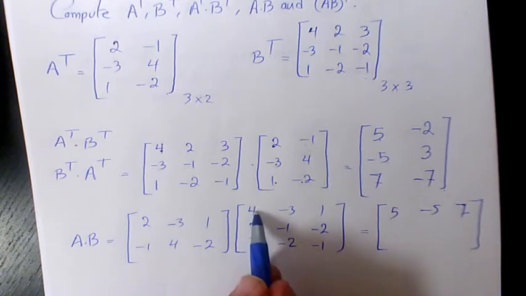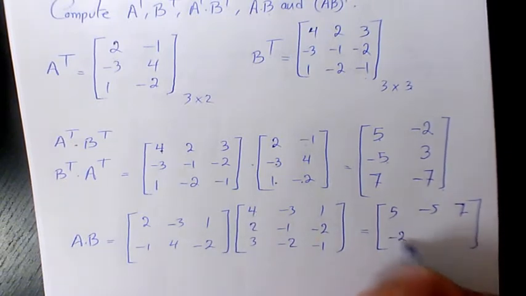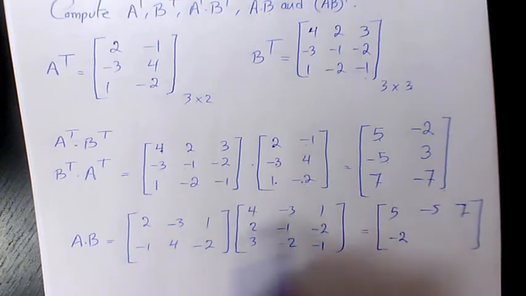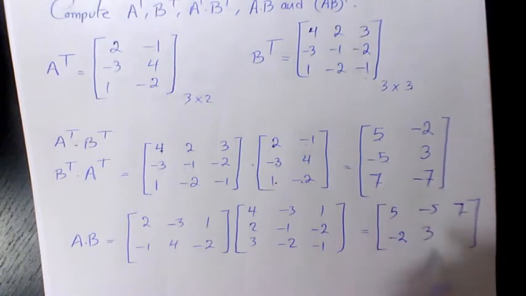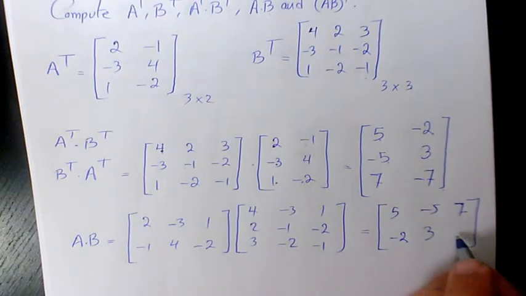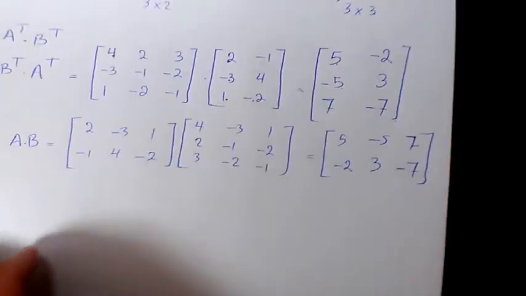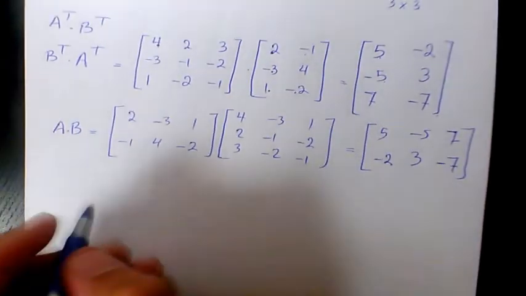Negative 1 times 4, 4 by 2, negative 2 by 3 is going to be negative 2. Negative 1 by negative 3, 4 by negative 1, negative 2 by negative 2 is going to be 3. Negative 1 times 1, 4 by negative 2, negative 2 by negative 1, it's going to be negative 7. So that's A times B.